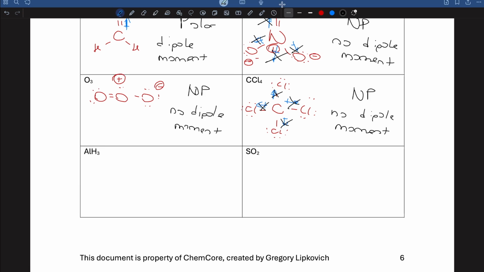AlH3 kind of looks like boron, 3 bonds, no lone pairs. And so it should look something like this, almost fully symmetrical. Aluminum-hydrogen bonds are polar toward aluminum. Oh, that one's the wrong direction. And notice that again, these vectors going diagonally do cancel out into a different vector right in between them, going toward aluminum. And then the ones up and down end up canceling each other out to prove that AlH3 is nonpolar with no dipole moment.